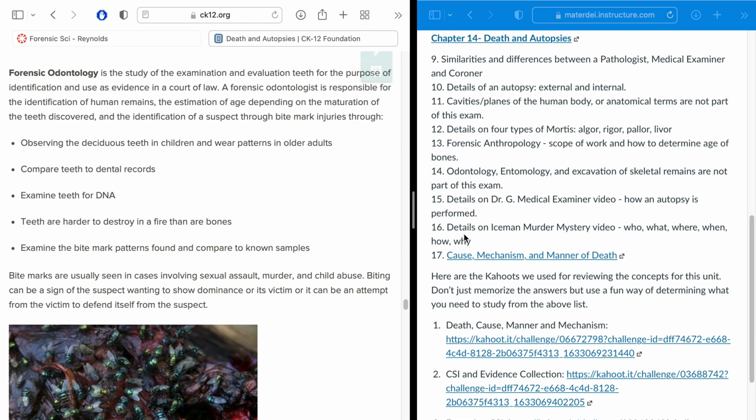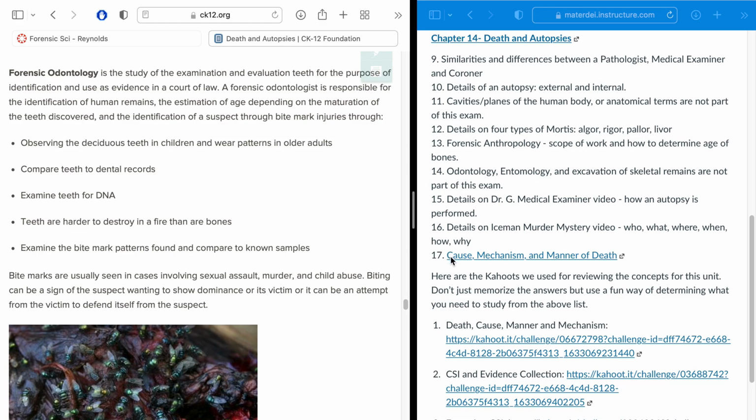There are several questions on the test for Dr. G Medical Examiner, how an autopsy is performed. You guys looked at a video when I was absent, and it was on the 5 ways not to die, 5 common ways that people don't realize can kill them, and more or less bad behaviors that we should all be aware of so that we don't add to that statistic.